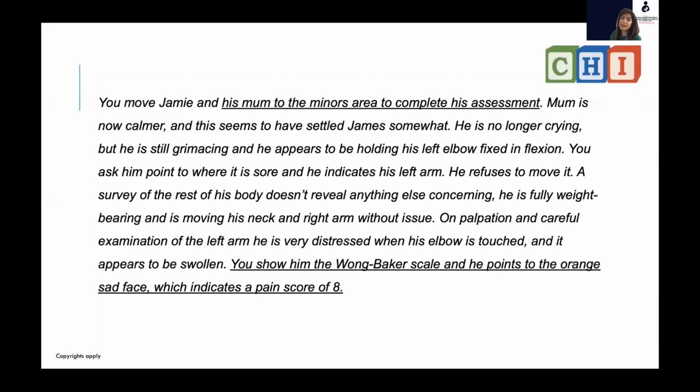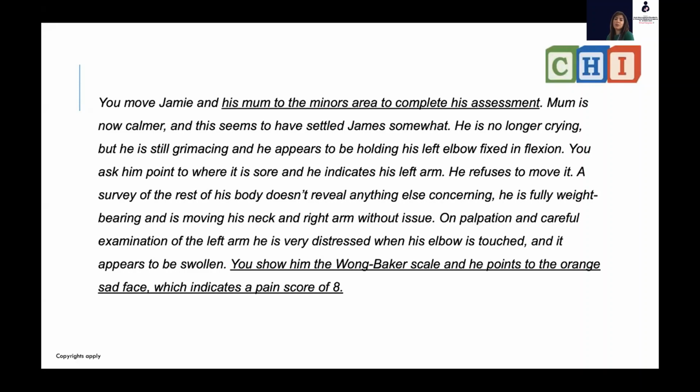After his examination, while observing Jamie, we saw that he's holding his left elbow fixed in flexion. So we asked him where is the maximum point of pain, and he pointed to his left arm. He did refuse to move his arm, but any other kind of examination had no concerns. So on palpation and careful examination of his left arm, he did get a bit distressed and was a bit in pain to touch.